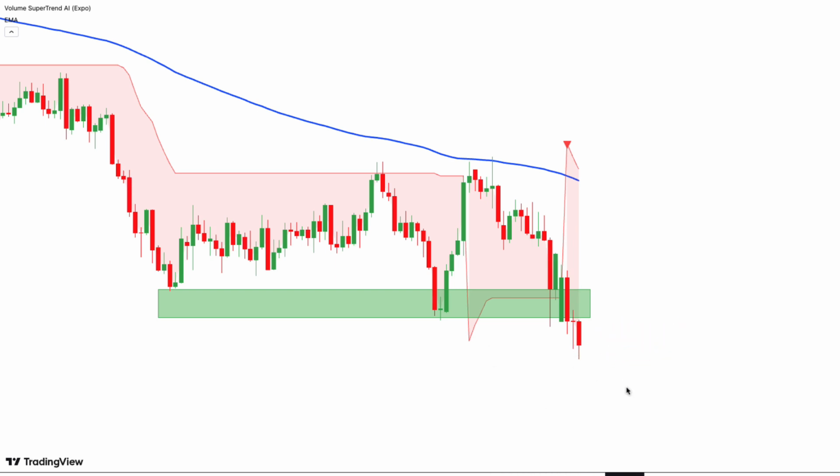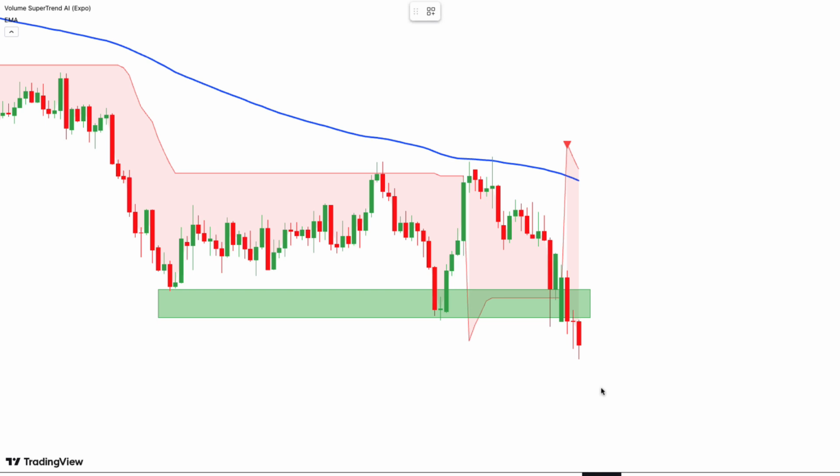Also, an important thing to remember is that from the beginning of this support level, we want the market to be in a bearish trend, which means from here all the way to here, the volume supertrend AI should only be colored red. If it happens to display any other color other than red, that setup becomes invalid.